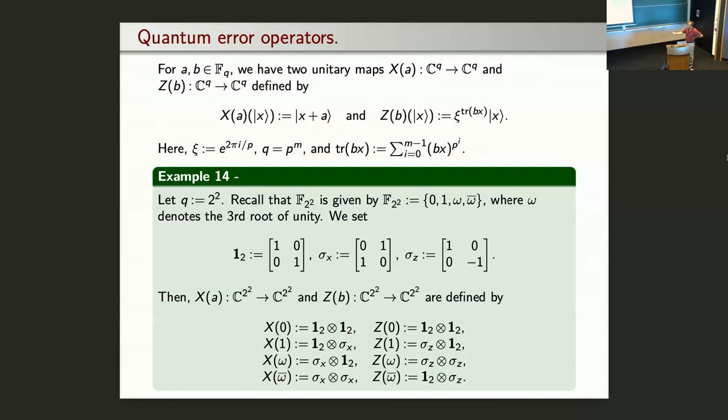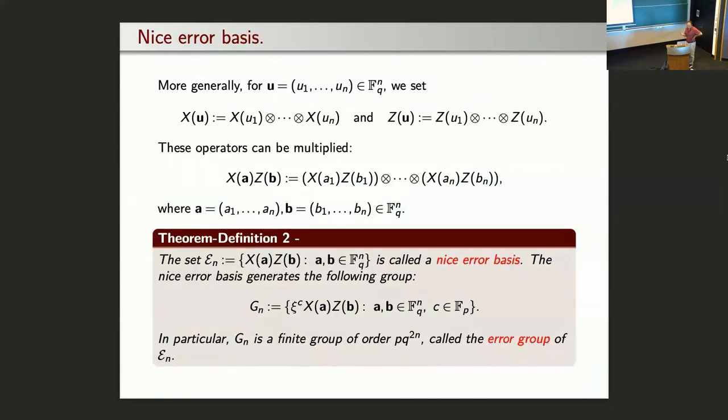Here's a worked out example for my four element field. I can define these particular error operators this way. By the way, if you get too bored, you can start multiplying these things together, and you realize they actually generate a finite group. But this can be extended to n tensor products as well. So what we do is simply take tensor products of our error operators, and then we can do the same multiplication tensor factor-wise. You can multiply X_u1 with Z_u1, but when we apply X's and Z's, we don't need to operate on the same indexing set.